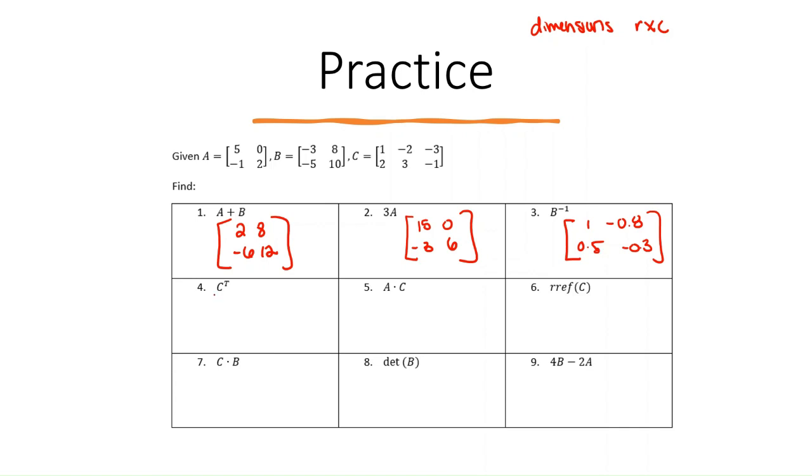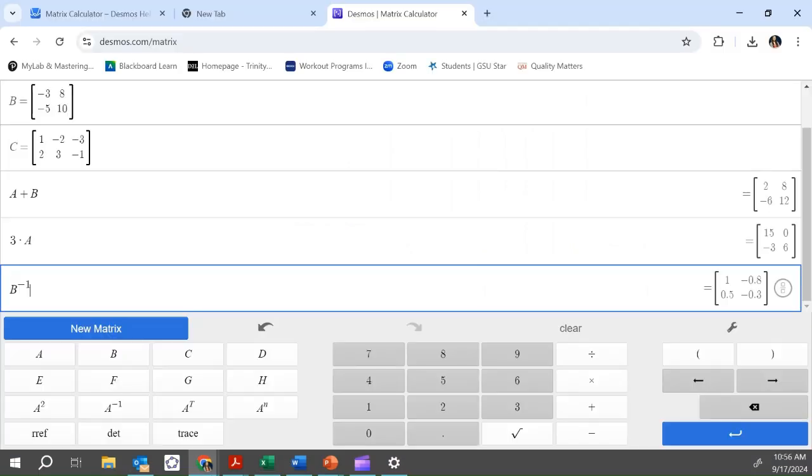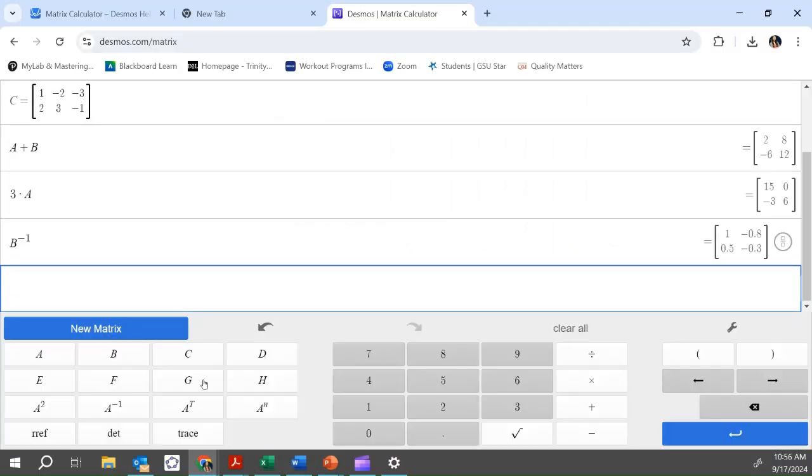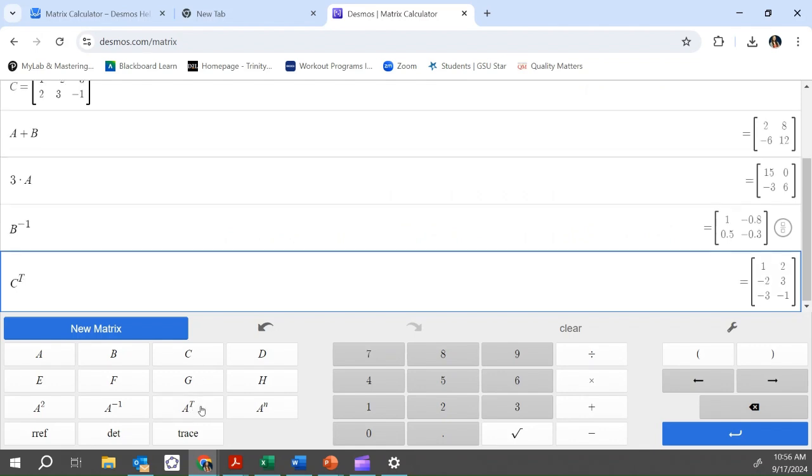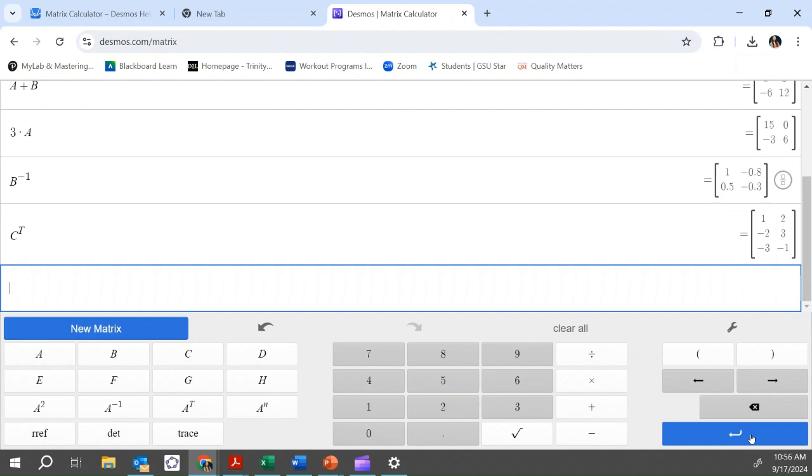Next one wants to do the transpose. So basically, what was a row now becomes a column. And that function is available in Desmos as well. So next one is take C and find its transpose. So that's this button here. And you will see that the rows have now turned into the columns.